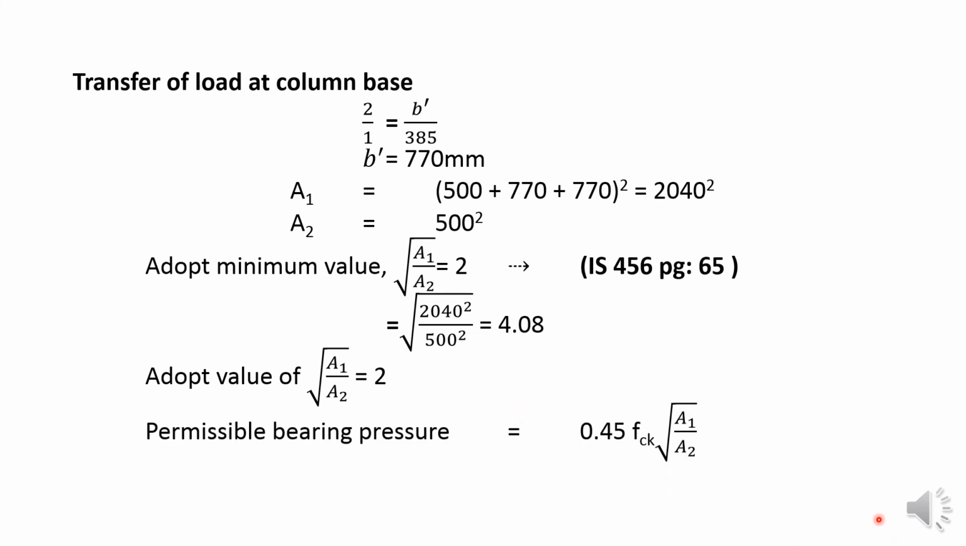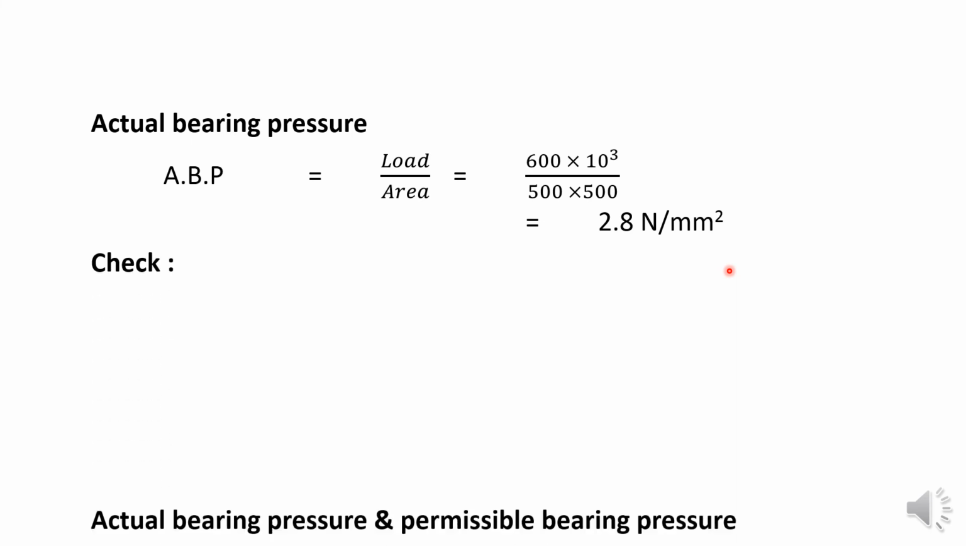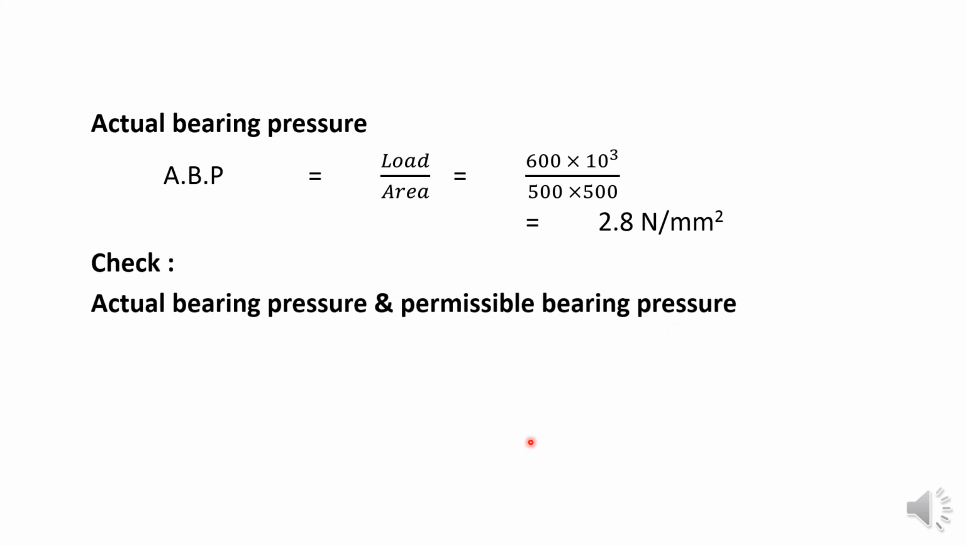Permissible bearing pressure, that is 0.45 fck into root of A1 by A2. So 0.45 into 20 into 2, that will be equal to 18 Newton per mm square. Next we have to find out the actual bearing pressure. So that will be equal to load by area, that is 600 divided by 500 into 500. So we will get a value of 2.8 Newton per mm square. Then finally you have to check the actual bearing pressure with the permissible bearing pressure. Here the actual bearing pressure is 2.8, the permissible is 18, hence the design is safe to carry the load.